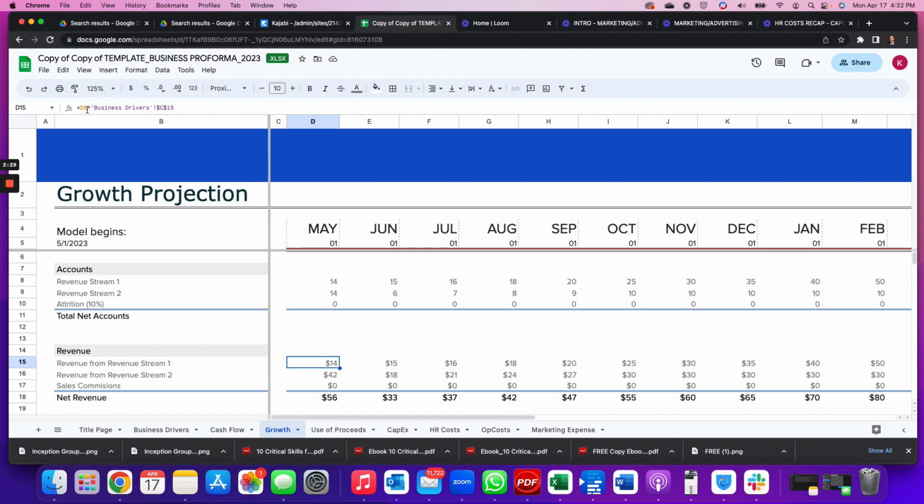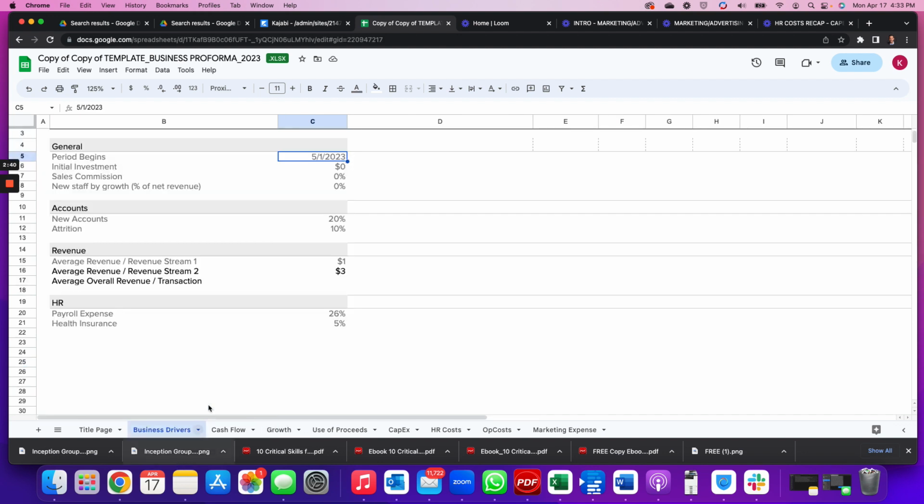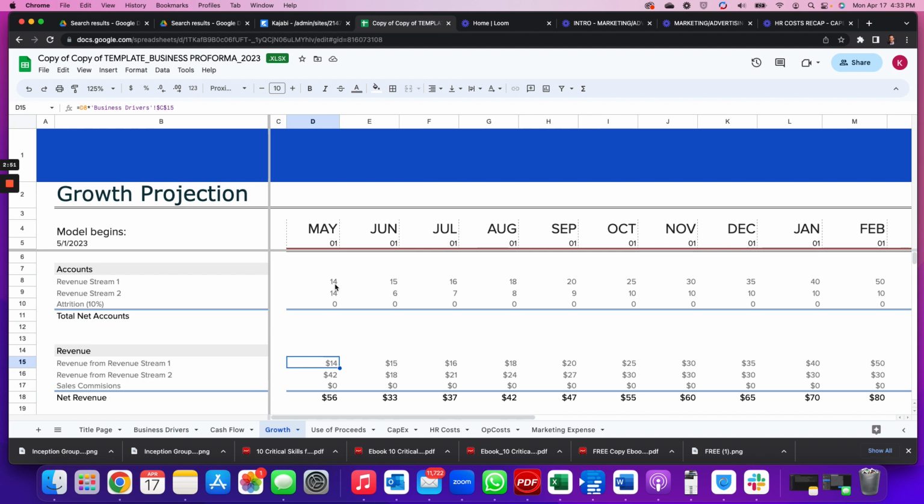D8 times business drivers at cell C15. So what does that mean? We're taking the number at D8, 14 units, times the business drivers tab at cell C15, $1. So back on growth, 14 units times $1 for revenue stream 1 gives us 14. That's why you see 14 there.